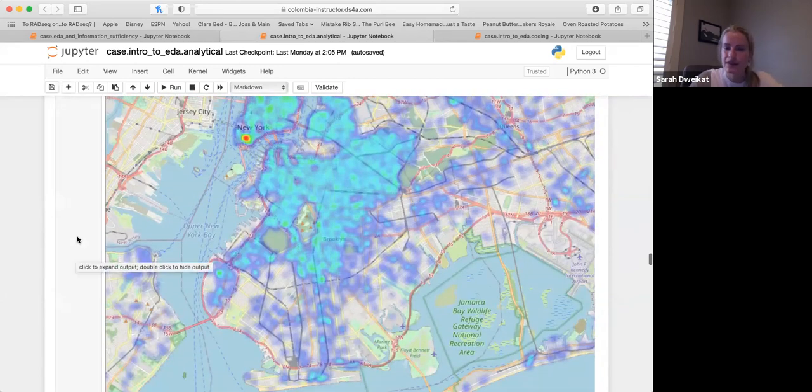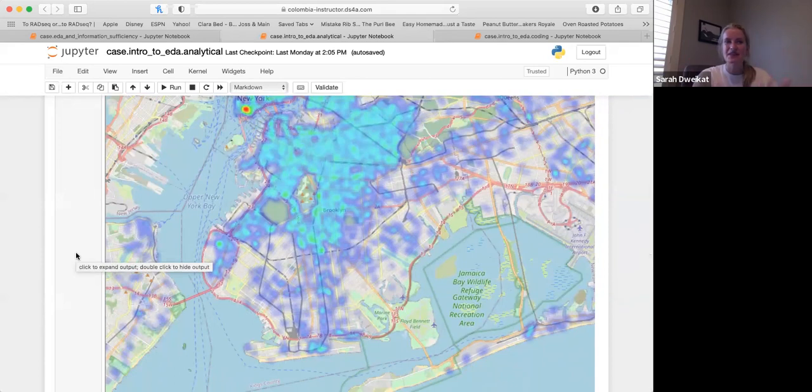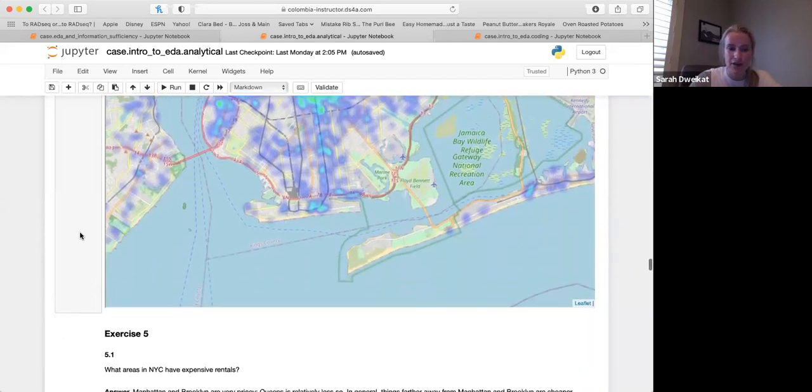So the takeaway from this is that these heat maps can be really great visualizations for showing trends in your data. It's really hard to look at just a sheet of data and try to find a trend, but this can also help us a little bit.